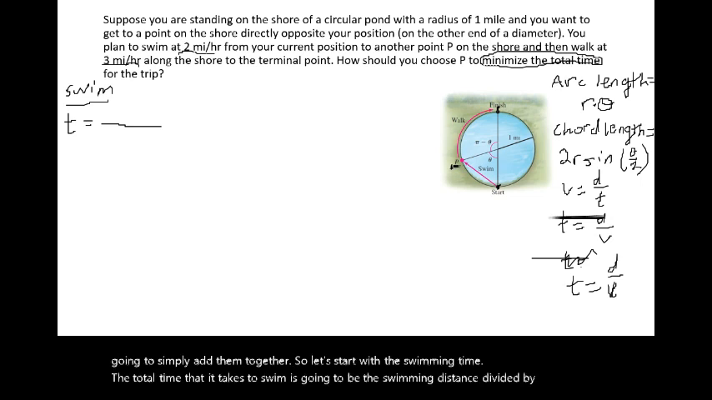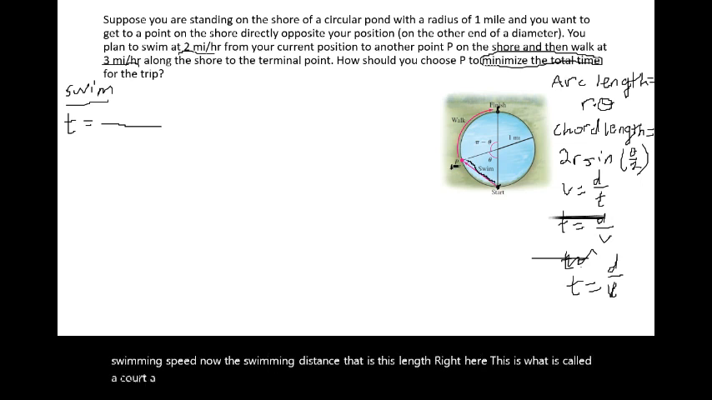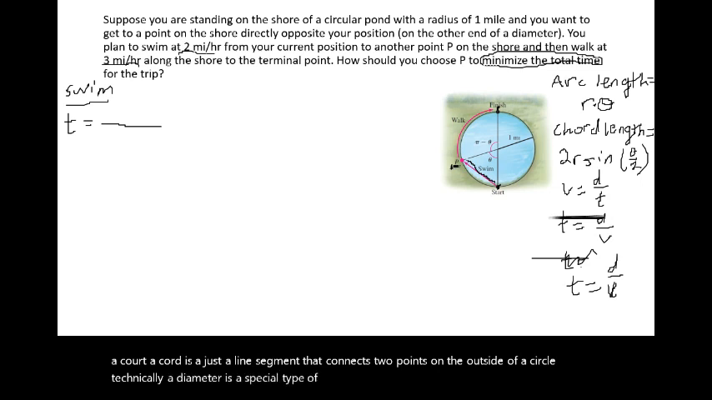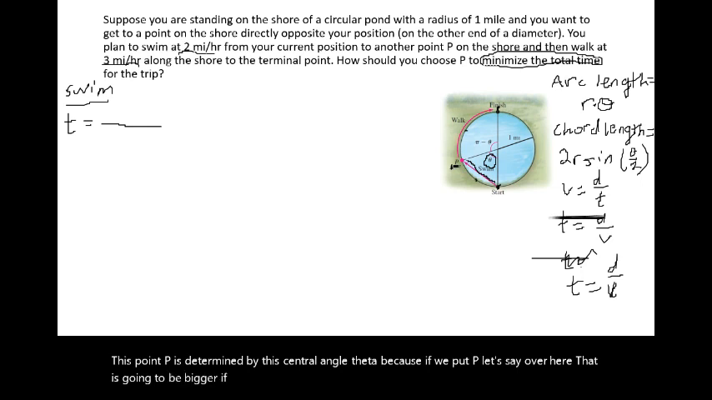Now the swimming distance, that is this length right here. This is what is called a chord. A chord is just a line segment that connects two points on the outside of a circle. Technically, a diameter is a special type of chord. Now, this point P is determined by this central angle theta. Because if we put P over here, theta is going to be bigger. If we put P over here, theta is going to be smaller. So that point P is going to be determined by how big we want that central angle theta to be.